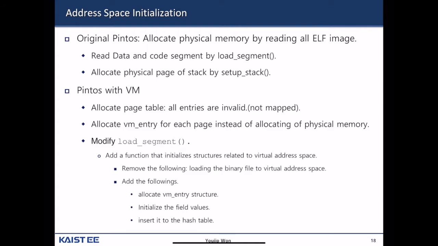In original Pintos, it allocates physical memory by reading the ELF image. It consists of two steps. First one is load segment, and second one is setup stack. In load segment, it reads data and code segments. In setup stack, it allocates the physical page of a stack. Now, you are going to modify the Pintos address space initialization process as follows. First, it allocates the page table. At the time of allocating the page table, all entries are invalid because nothing is bound. Then it allocates a VM entry for each page. And the important thing is, it does not allocate the physical memory at this point.